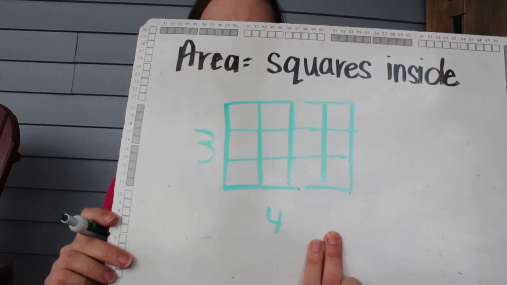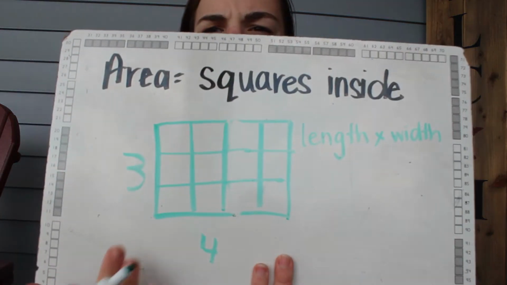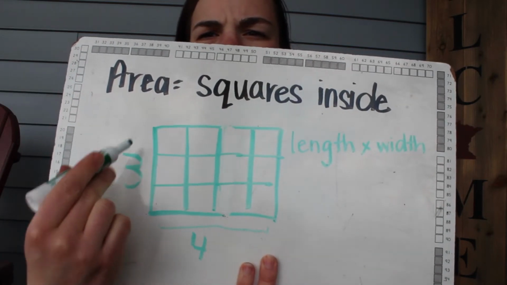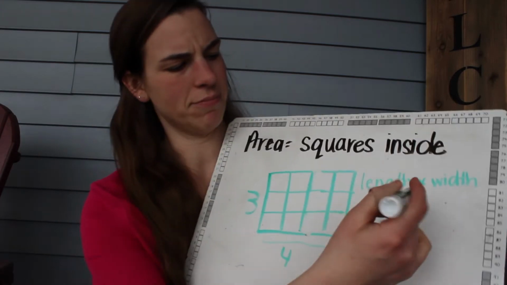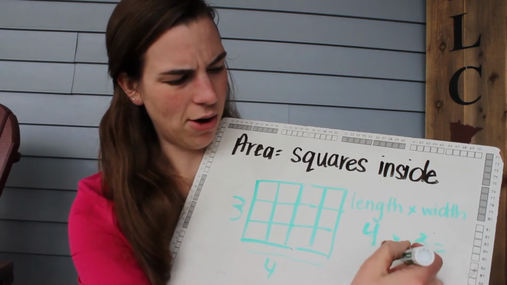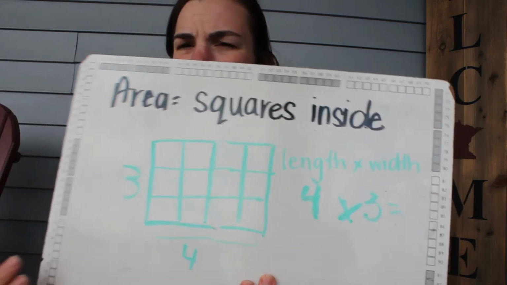So now in order to find my rectangle's area, I need to do a little formula. And that formula is length times my width. All right, so the length of my rectangle is right here, 4. And the width of my rectangle is right here, 3. So then I can set up my equation, 4 times 3. And now I can figure out my area of this rectangle. So all I need to know is my multiplication facts of 4 times 3, and I know that that would be 12.